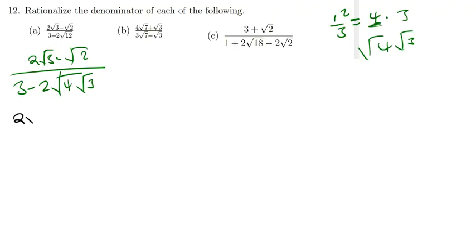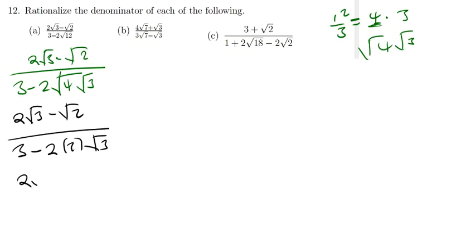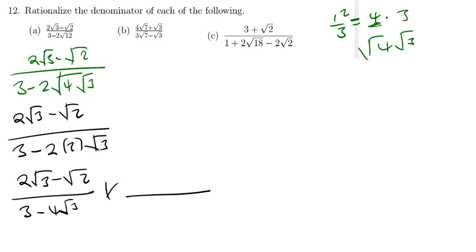So 2 root of 3 minus root of 2 divided by 3 minus, the square root of 4 is 2, so 2 root of 3. So 2 root of 3 minus the root of 2, then I'll divide this by 3 minus, this is going to be 4 root of 3. Now I can go ahead and rationalize the denominator. I'll do times 3 plus 4 root of 3, 3 plus 4 root of 3. Now we can do times.